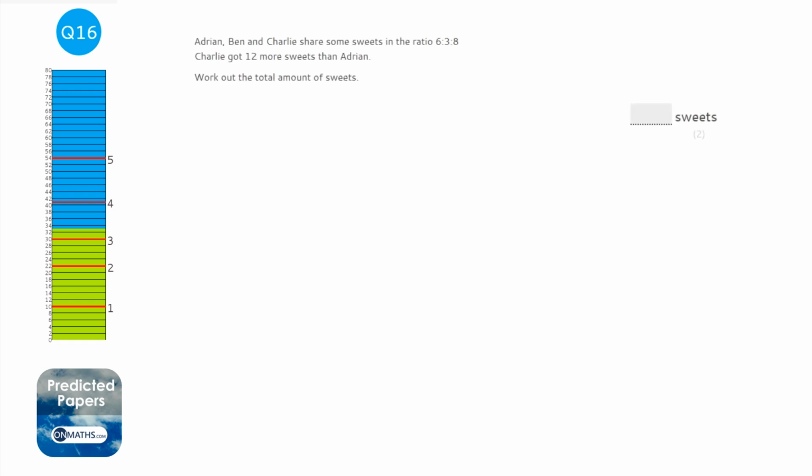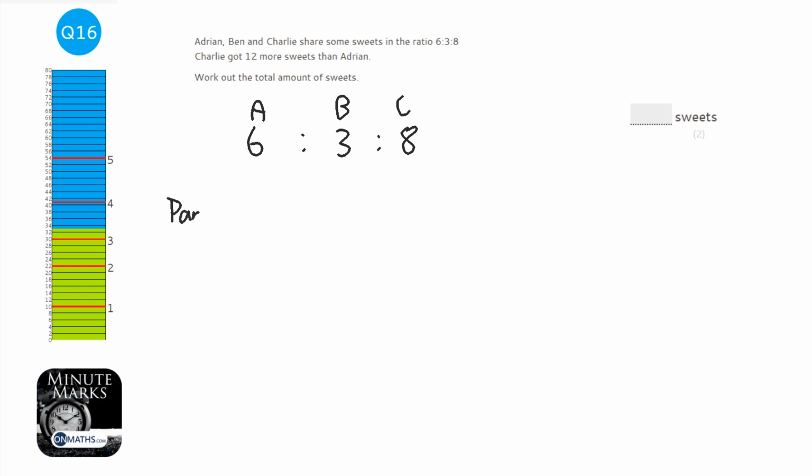Okay, so this question is a little bit more complicated than it first seems. So we've got Adrian, Ben and Charlie, and they share some sweets in the ratio of 6 to 3 to 8. And it says that Charlie got 12 more sweets than Adrian. Well, first of all, let's have a look and see how many more parts that Charlie got more than Adrian.